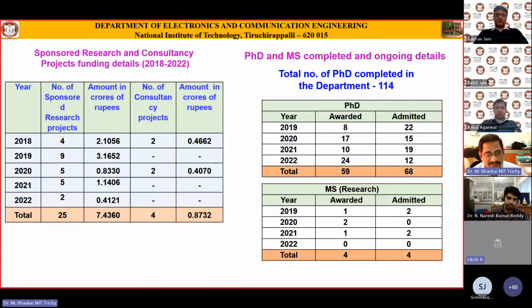In the last 5 years, we have received around 8 crore in consultancy projects from funding agencies. The total number of PhDs completed is 114. In the last 5 years, we had the maximum number of PhDs awarded, 60, and almost 70 students were admitted to MS research.